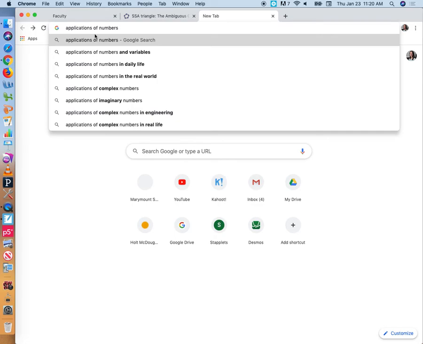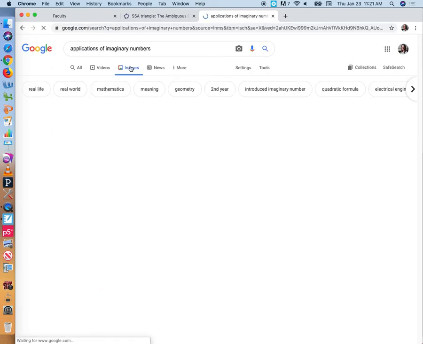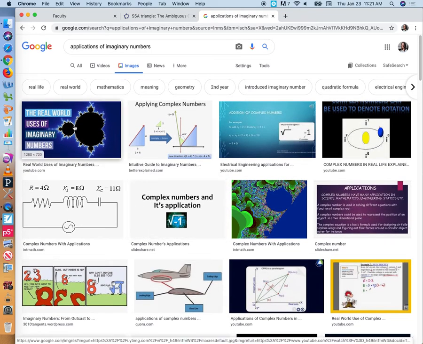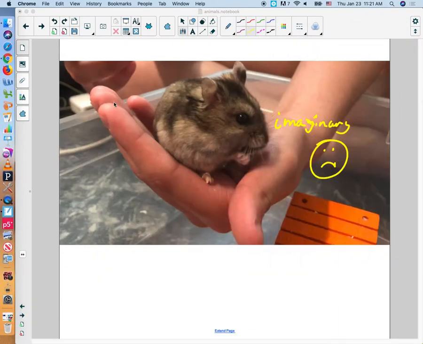So anyway, applications of imaginary numbers. If I go to images, you'll see a lot of applications of imaginary numbers. Right here is a lot of art that you may have seen if you've seen fractals in the Mandelbrot set. To make those beautiful images, you have to use what are called imaginary numbers. Imaginary numbers are used in electrical engineering, and art, and music.